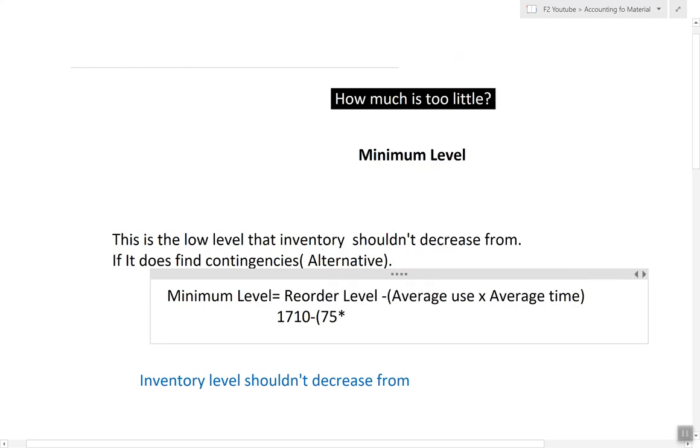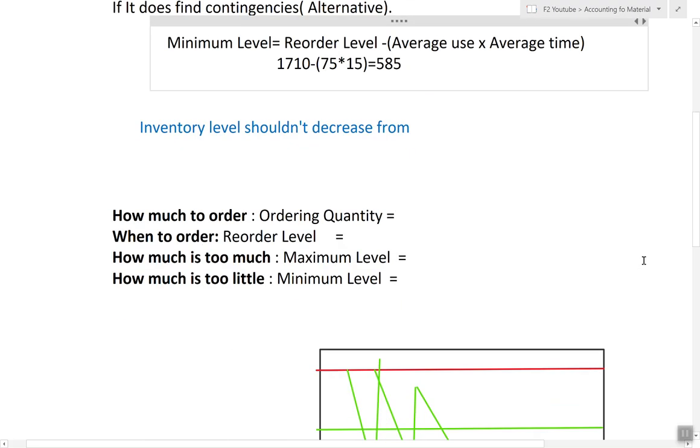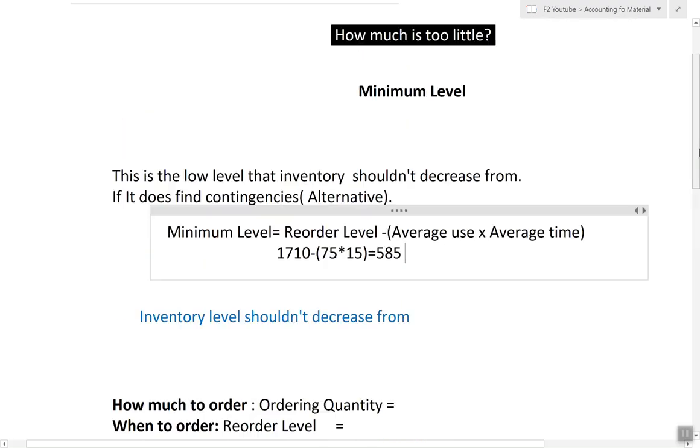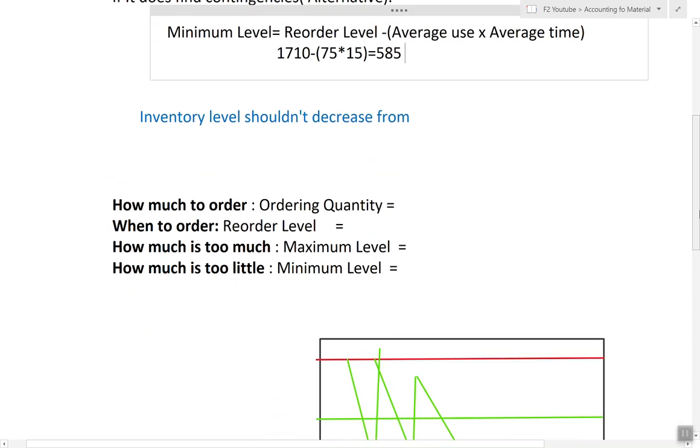75 multiplied by 15 becomes 585. So this is the level that inventory should not decrease from. If it does, it is a danger point, and we have to find contingencies. So we saw 4 things.